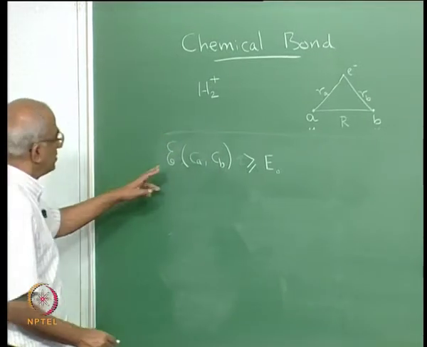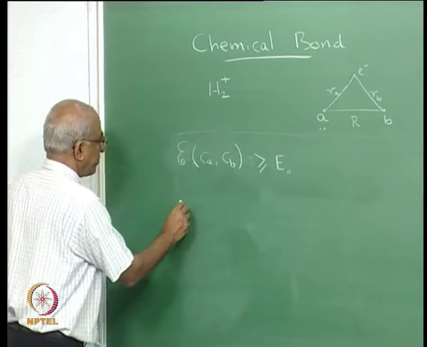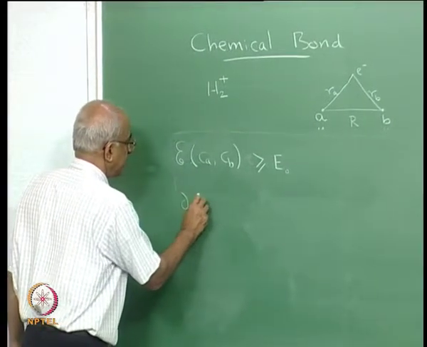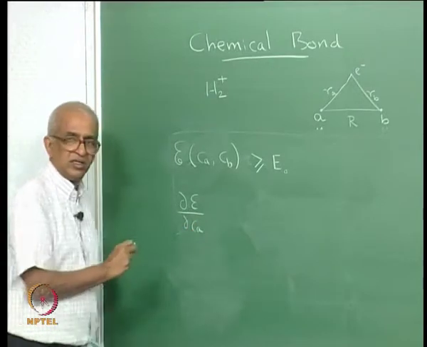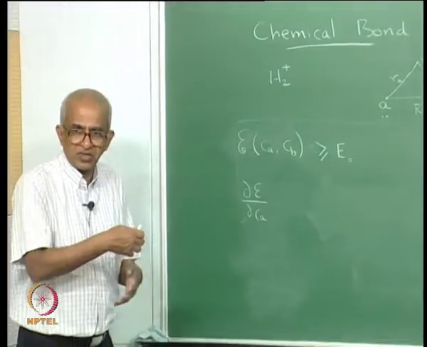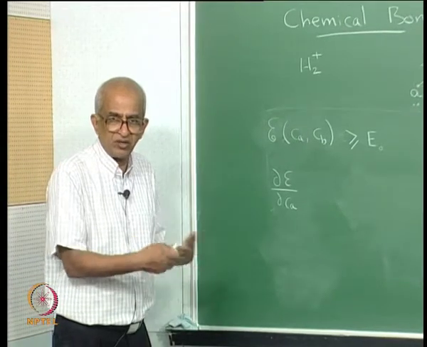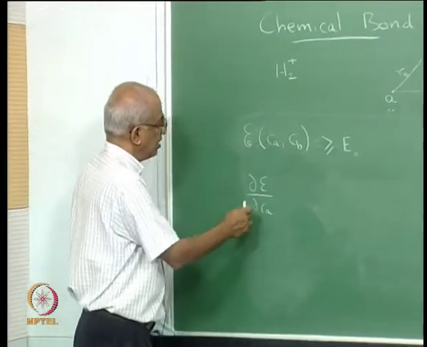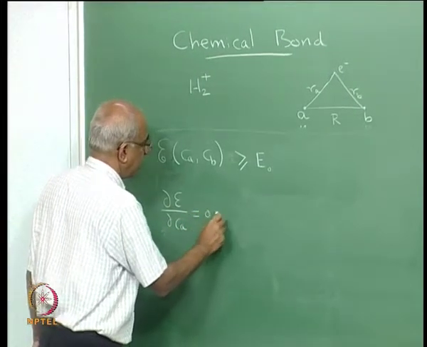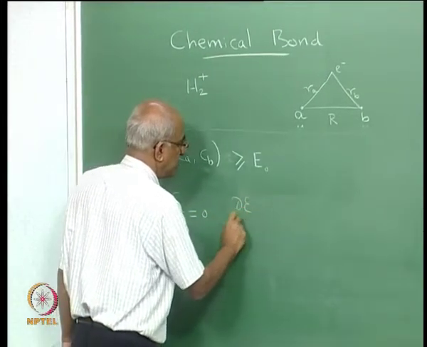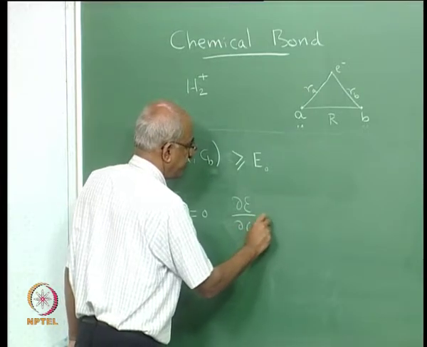So, that actually means if I know this function, I will have to take its derivative with respect to Ca. Why do I have to take the derivative? Because I am looking for the minimum value of this script E. So, how do you find the minimum? You will put dou E by dou Ca equal to 0, and you will put dou E by dou Cb equal to 0.